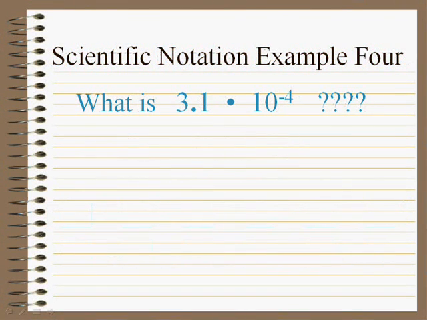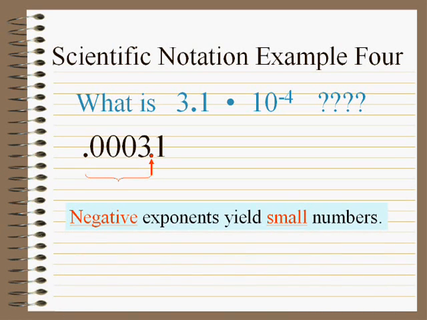Now look here. What if I asked you to write 3.1 times 10 to the minus 4 in standard notation? Hopefully you'd appreciate that's going to be a very small number. I'm going to take 3.1 and I'm going to go 4 places in the smaller direction. And that's why the answer is 0.00031. Because negative exponents yield small numbers.